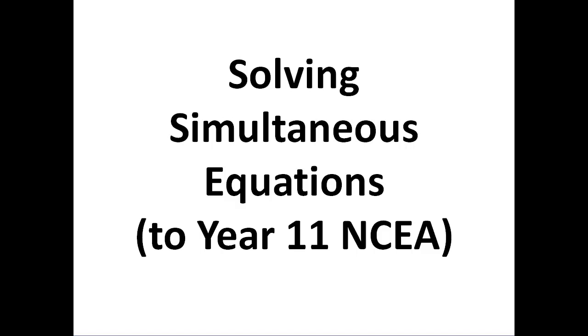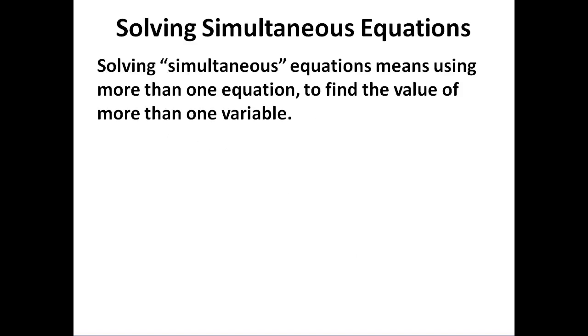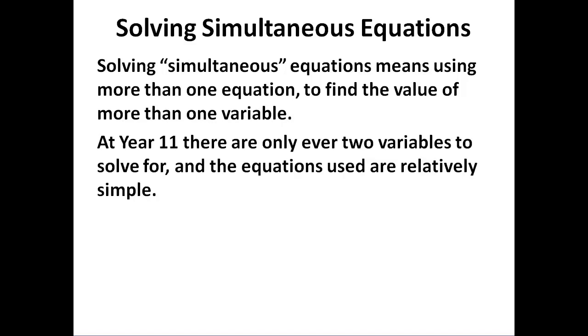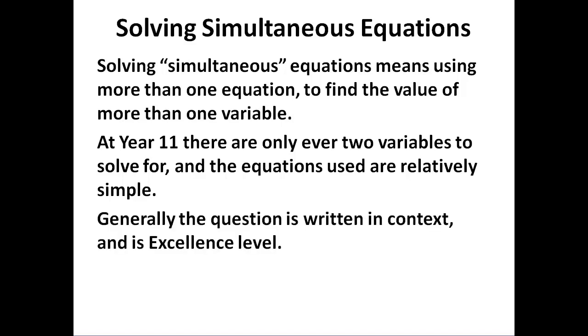So here we're going to look at solving simultaneous equations up to year 11. Simultaneous means that you have more than one equation and you're finding more than one variable. In year 11, that's only ever two variables with two equations, both of which are linear. And the questions are usually excellence level.